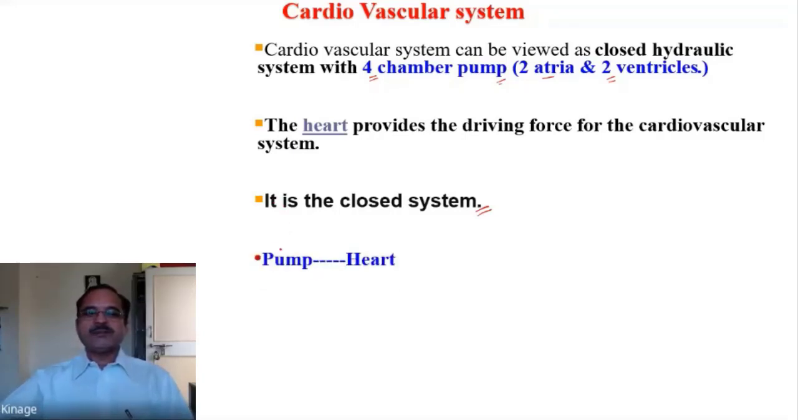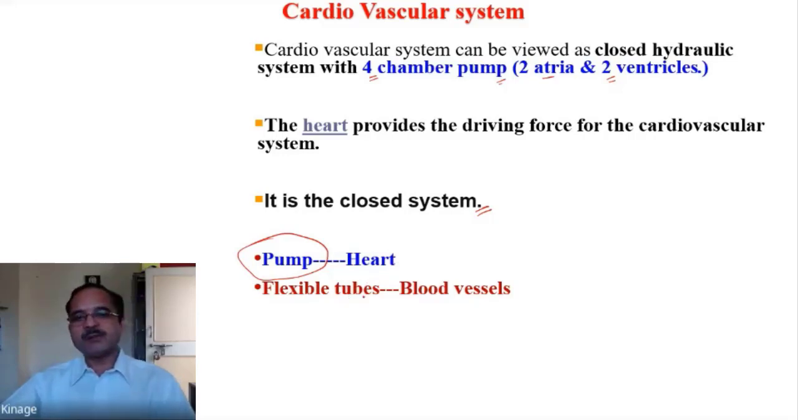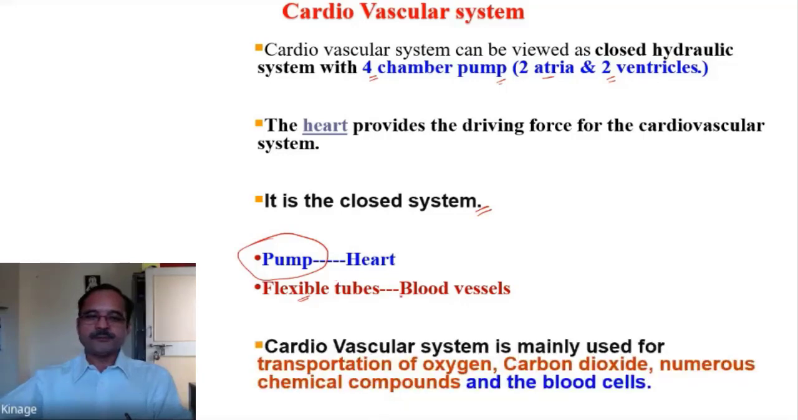So heart, it is actually a pump, and it is connected with tubes, that means the pipes. But in our body, these tubes are flexible in nature, and the tubes, they again get divided into smaller tubes called as blood vessels. Now the functionality of cardiovascular system is transportation of oxygen to the different parts of the different organs. Then carbon dioxide, numerous chemical compounds and blood cells. So this is the functionality of the cardiovascular system.